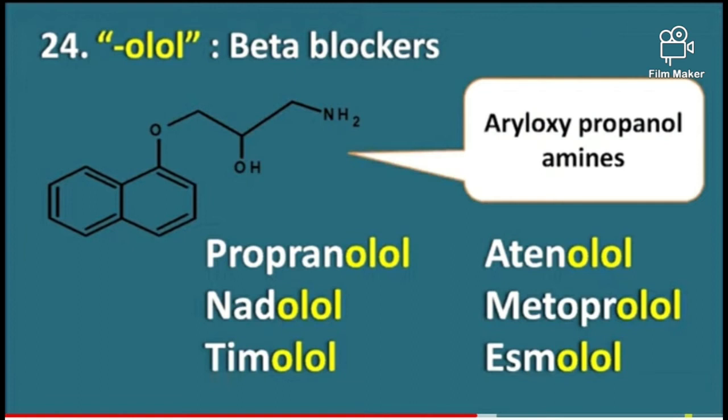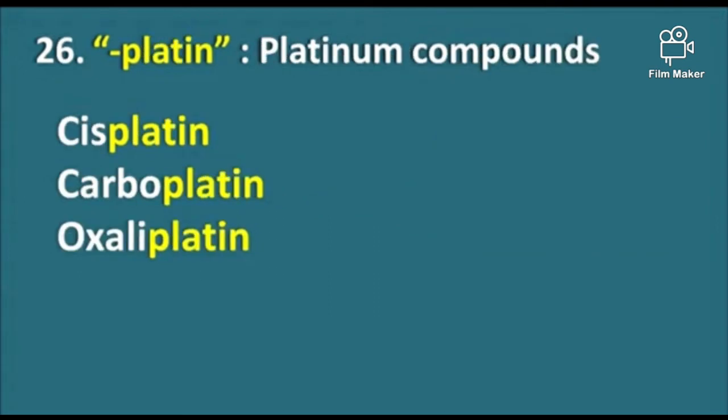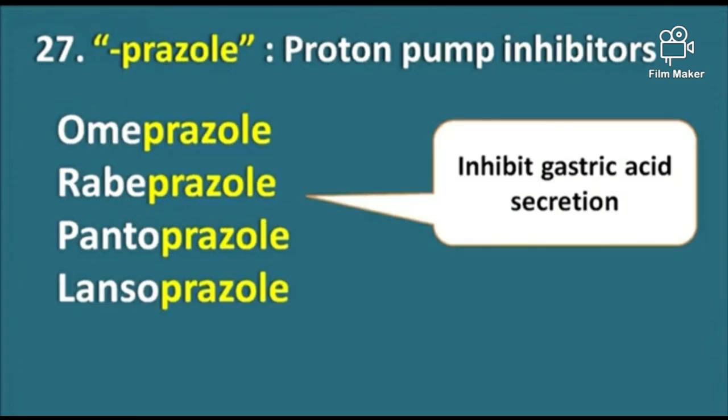These are lols. Penems, carbapenems: imipenem, meropenem, ertapenem act like penicillins and inhibit cell wall synthesis. Platinum compounds: cisplatin, carboplatin, oxaliplatin. These agents are used in the treatment of cancer. Prazoles, proton pump inhibitors: omeprazole, rabeprazole, pantoprazole, lansoprazole inhibit gastric acid secretion.